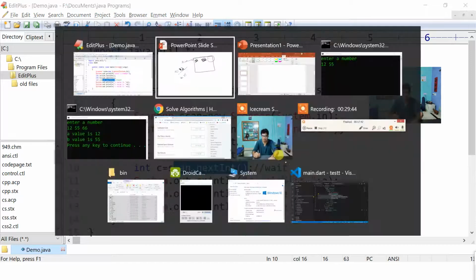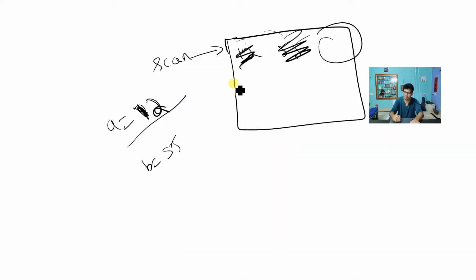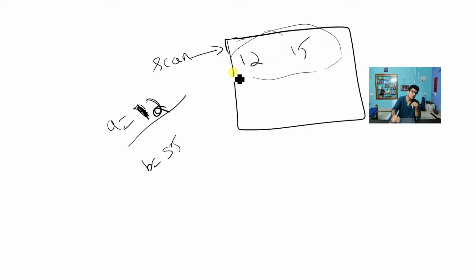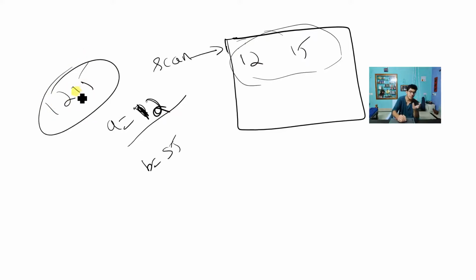Why you have to understand that? See, when you call next int or next double, next float, how will it know that if you write 12, why it is not including 15 also? Why is it not thinking that 1215 is a continuous number? Yes, there is a space, right? So whenever there is a space or an enter button, after 15 you will hit the enter button.